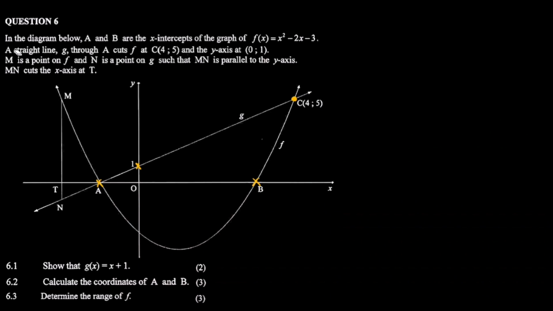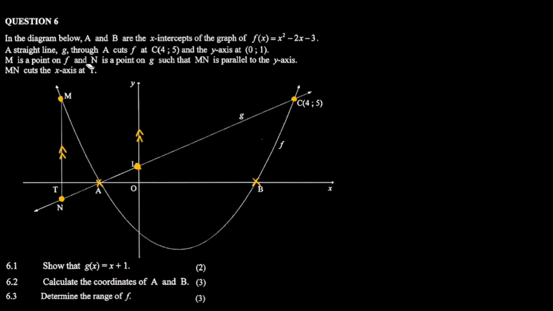They're also telling us that M is a point on f, on the parabola. So this particular point here is a point on the parabola, and N is a point on the straight line graph, such that MN is parallel to the y-axis. So this vertical line is parallel to the y-axis.